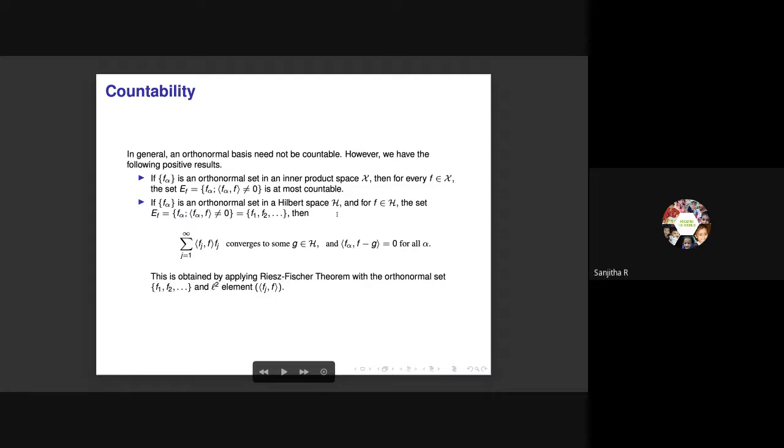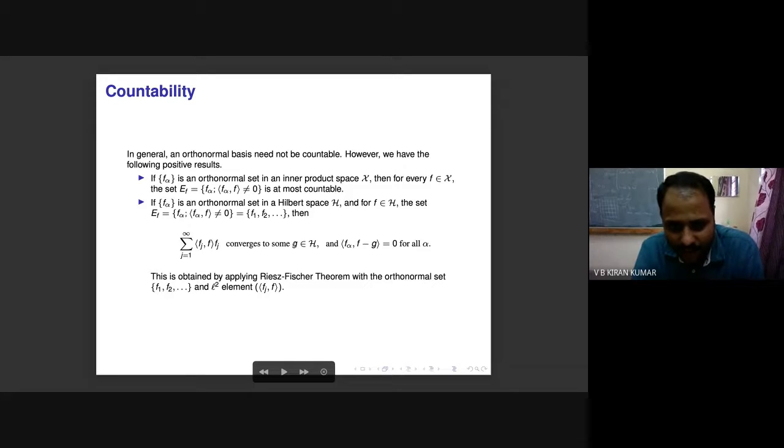Sir, the first part is okay. And the inner product of f_alpha with F minus G equals 0 for all alpha. Okay, that one is easy. Actually, this converges to some G. That is something trivial, right? Something we have already observed.